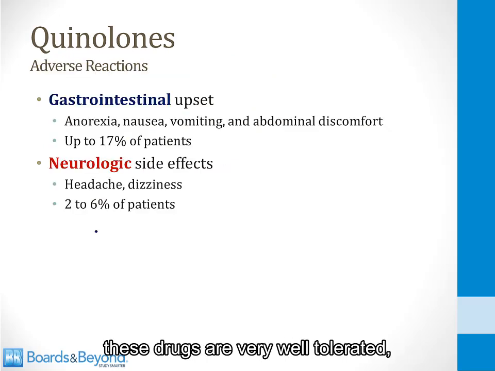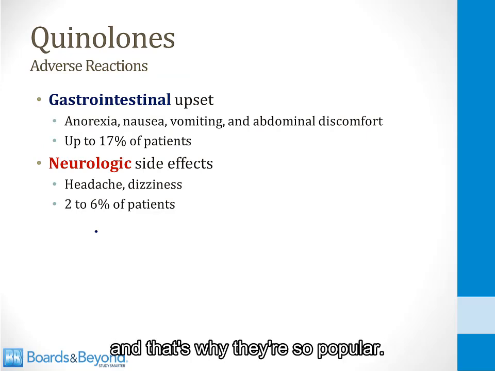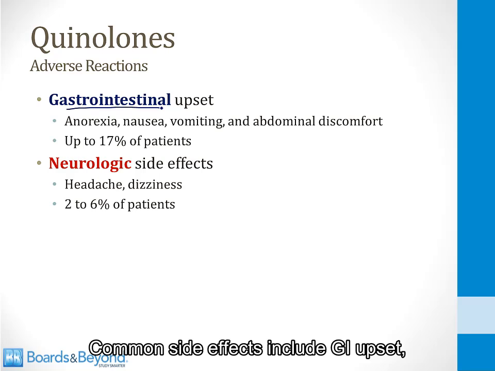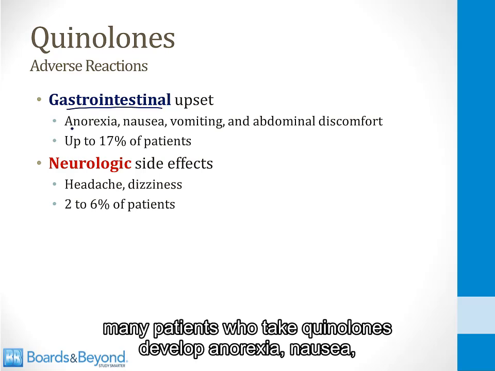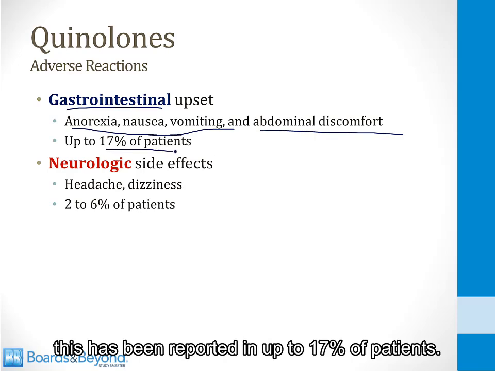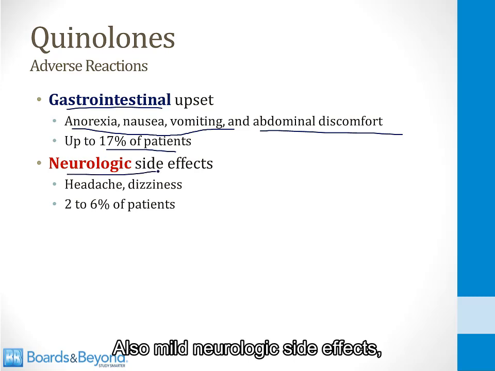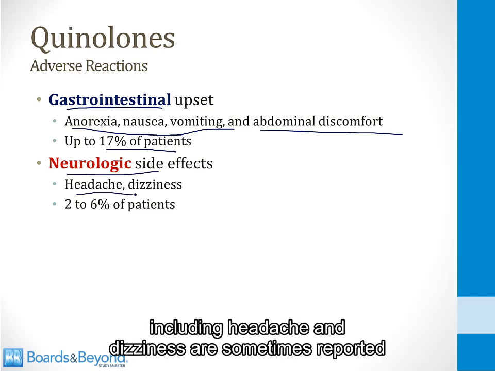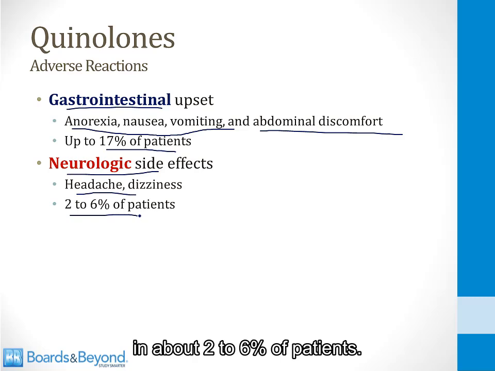In general, these drugs are very well tolerated, and that's why they're so popular. Common side effects include GI upset. Many patients who take quinolones develop anorexia, nausea, vomiting, and belly pain. This has been reported in up to 17% of patients. Also, mild neurologic side effects, including headache and dizziness, are sometimes reported in about 2 to 6% of patients.